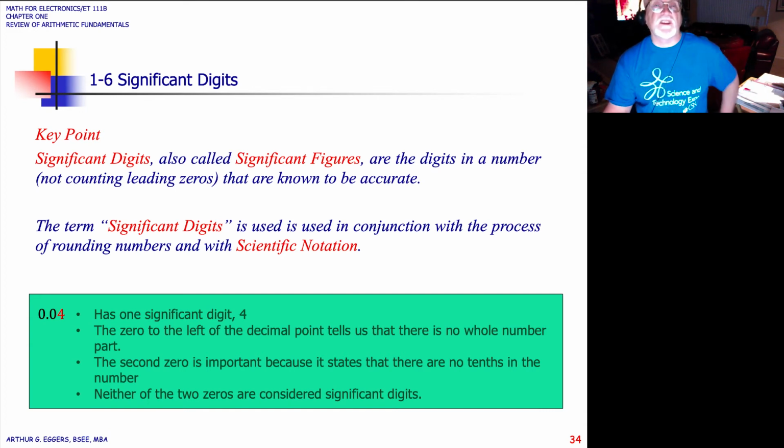Key point: significant digits or significant figures, you can use them interchangeably, are the digits in a number, not counting leading zeros, that are known to be accurate. So the term significant digits is used in conjunction with the process of rounding with significant notation. Here we can see the example 0.04. 4 is the one significant digit in this representation. The 0 to the left of the decimal point tells us there's no whole number part. The second 0 is important because it states there are no tenths. So neither of the zeros are considered significant digits.